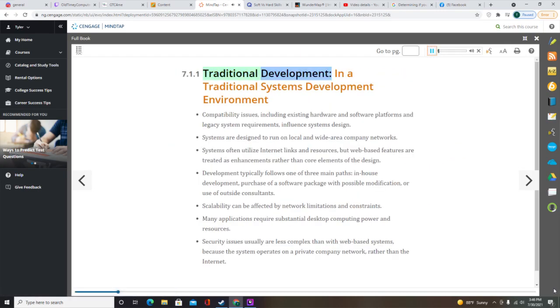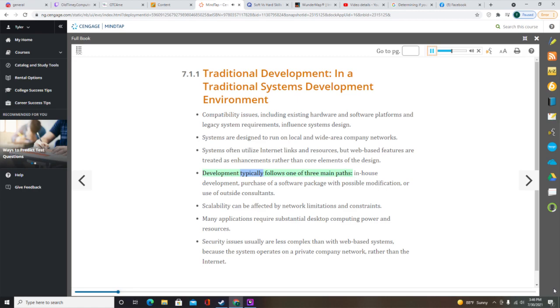Traditional development. In a traditional systems development environment, compatibility issues, including existing hardware and software platforms and legacy system requirements, influence systems design. Systems are designed to run on local and wide area company networks. Systems often utilize Internet links and resources, but web-based features are treated as enhancements rather than core elements of the design.